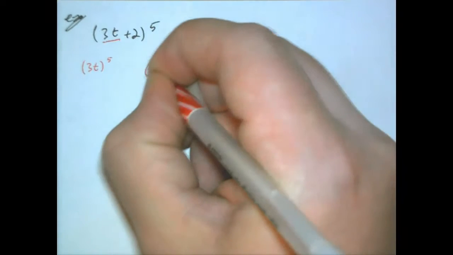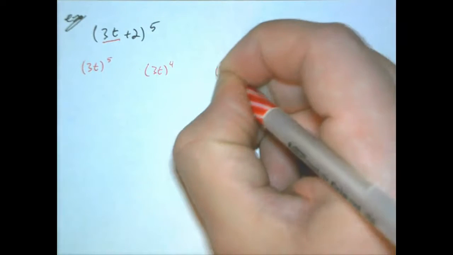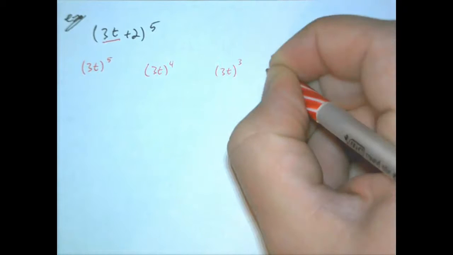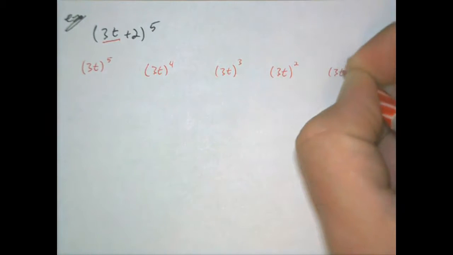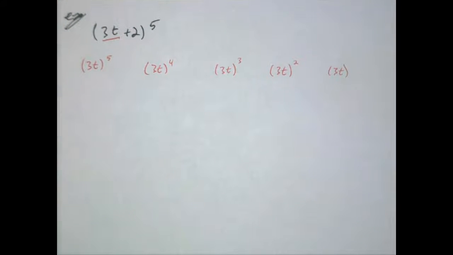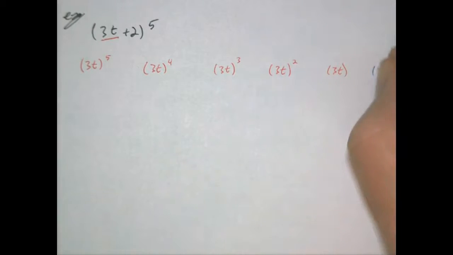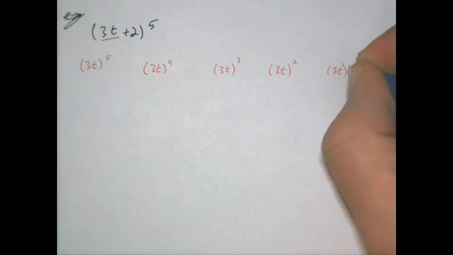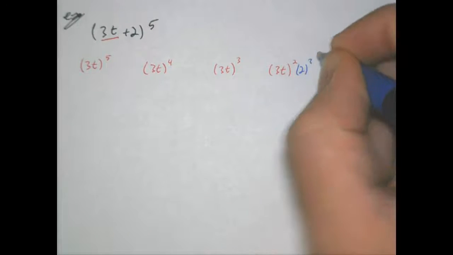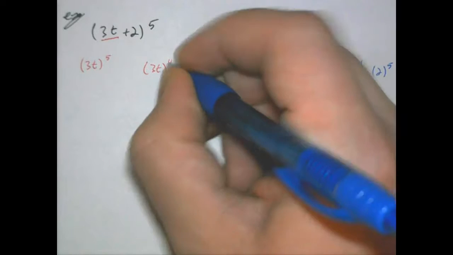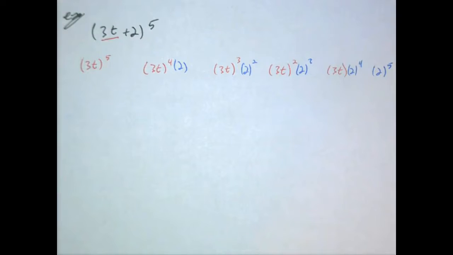So 3t to the 4th, 3t cubed, 3t squared, and 3t, and then there will be no t's in my last term. Okay, go in the other direction. I have 2 to the 5th, so 2 to the 5th, 2 to the 4th, 2 to the 3rd, 2 squared, and 2 to the 1st. So again, notice your exponents add up to your highest exponent, so we are happy there.